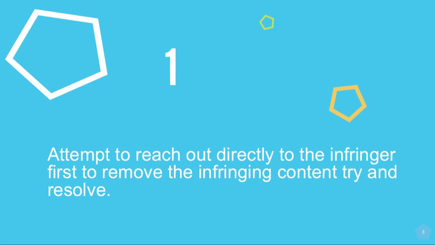Step 1. What do you do when you discover that your copyright has been infringed online, whether it's a piece of art, music, or a blog post that's been copied? Well, the first thing you want to do is attempt to reach out directly to the infringer first to see if you can remove the infringing content and try and resolve it yourself. And sometimes that works.